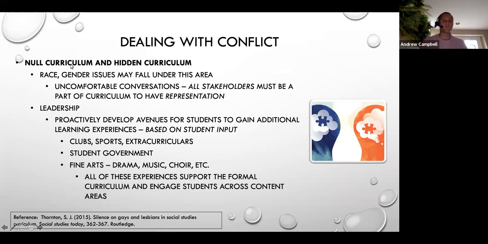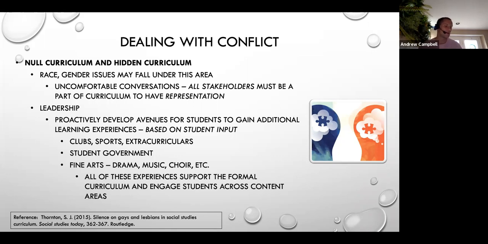The focus here will be the null and hidden curriculum. Now, it's possible, and it will happen, that there may be conflict within the formal curriculum, but because the null curriculum and the hidden curriculum are a bit more subjective and not as defined, this is where I anticipate a lot of conflict occurring.